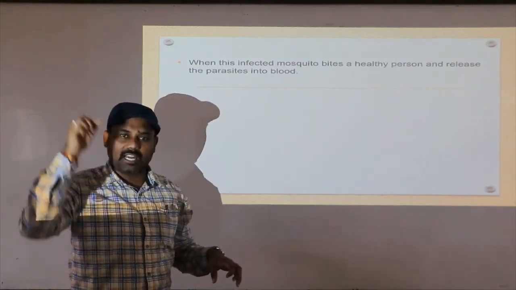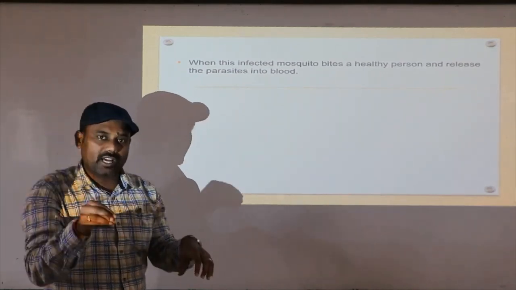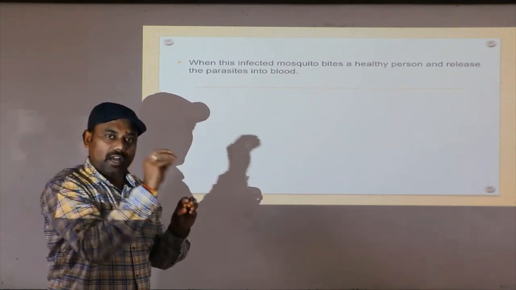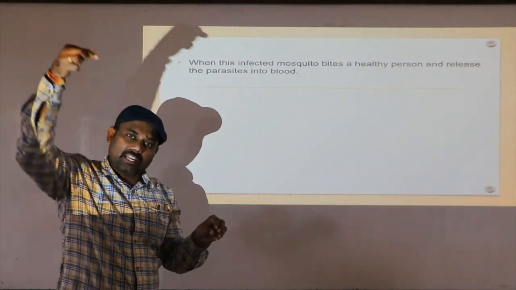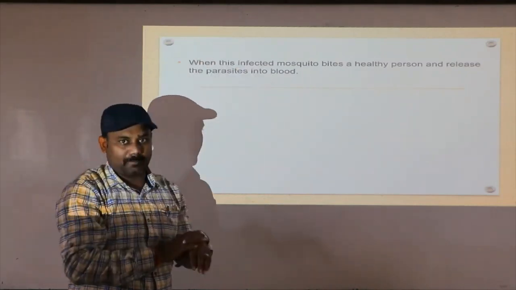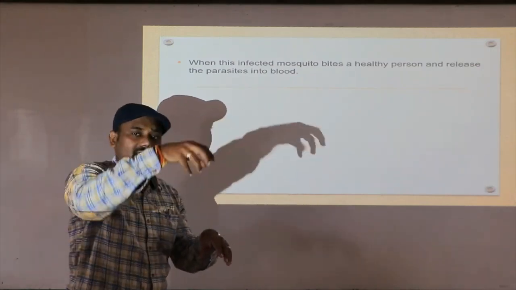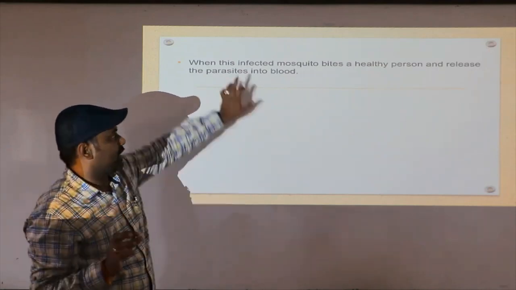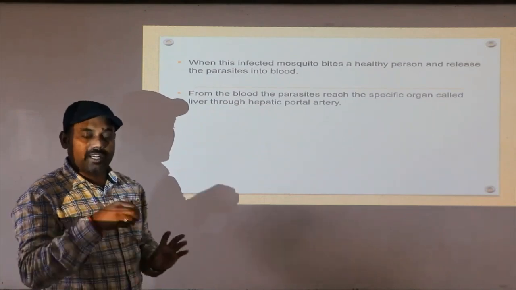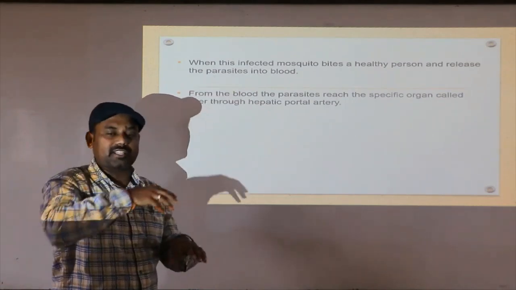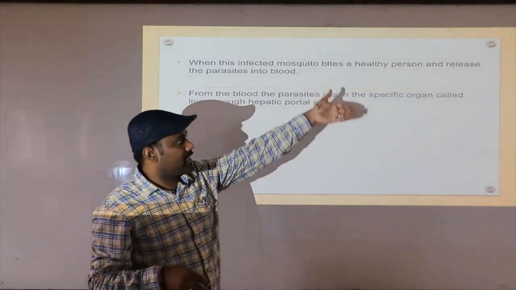In the first point, when the mosquito bites an infected person, it sucks the blood along with the parasites. It means the parasites are now present within the body of the mosquito. At the same time, when that infected mosquito bites a healthy person, it releases those parasites into the body of that normal person. From the blood, those parasites reach the specific organ.